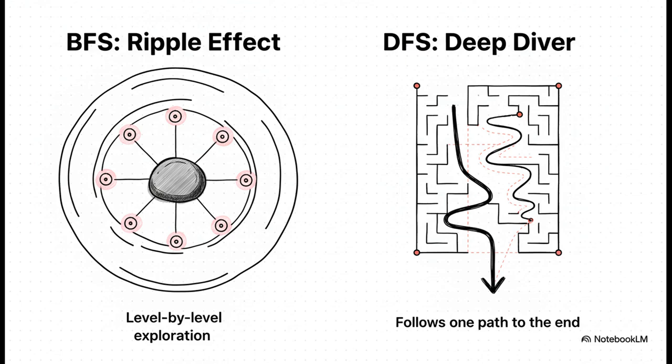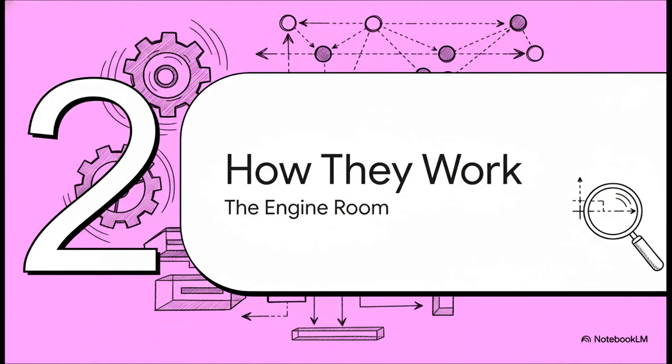DFS, on the other hand, it's relentless. It's all in. It just picks a path and goes for it, diving as deep as it possibly can until it hits a wall. Only then does it back up and try another route. So how in the world do they achieve these completely opposite search styles? Well, the secret isn't some kind of complicated magic. Nope. It's all about the data structure they use to keep track of where to go next. Let's pop the hood and take a look.